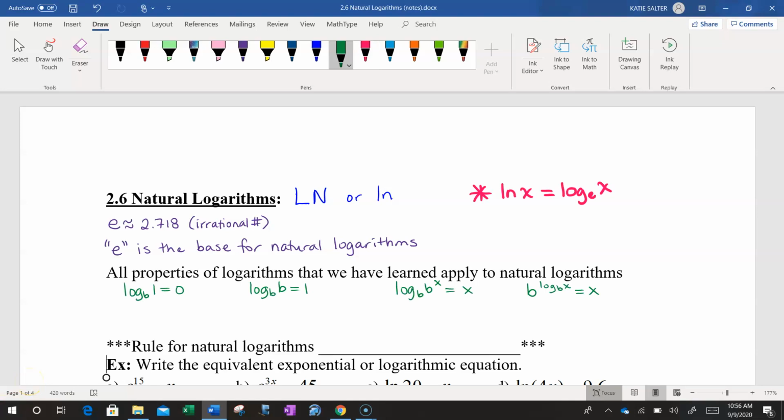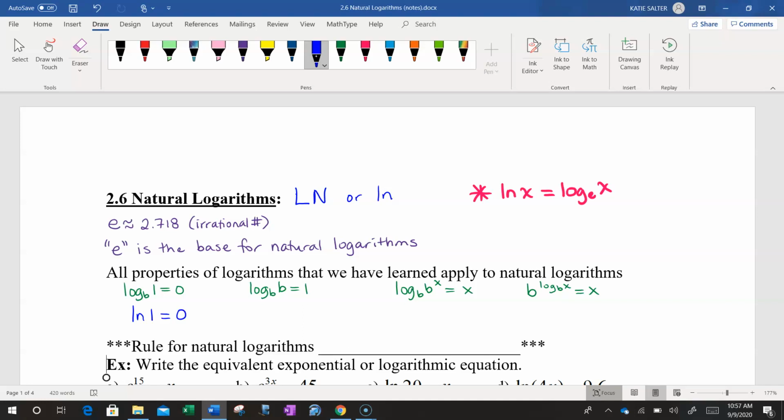All the properties of logarithms that we have learned apply to natural logarithms as well. And remember, that's because a natural logarithm is a logarithm. So for example, anytime we see log base b of 1, we know it's 0 because it's really saying b to what power would equal 1. Well, it's going to be the same thing when you see a natural log. If you see the natural log of 1, that really is just equal to 0.